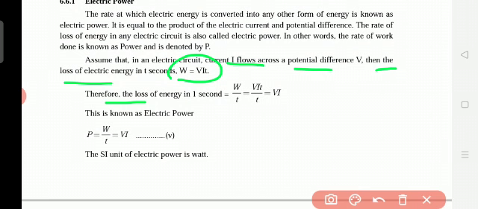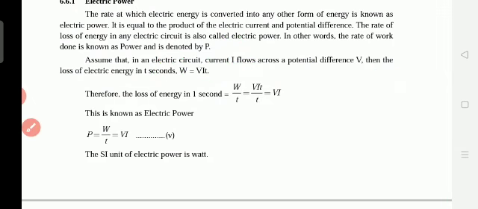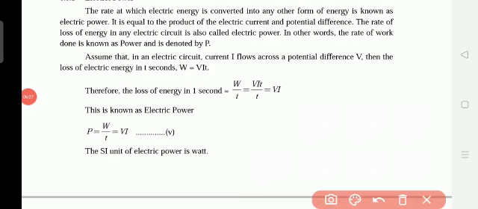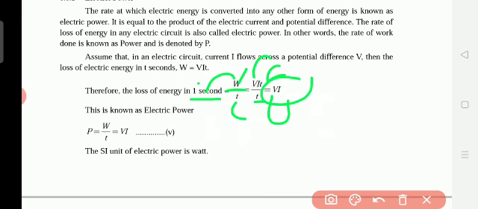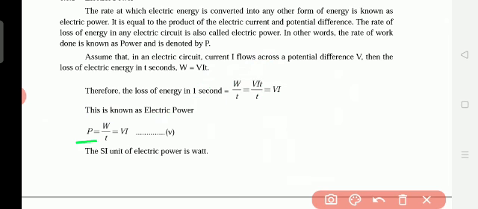Therefore the loss of energy: W means work done, V is the potential difference, I is the flow of current, and t is the time. For one second, how much energy is lost? That is W by t, work done by time, which is VIt by t, which is VI, potential difference and current. This is known as the electric power. So electric power is equal to W by t is equal to VI.